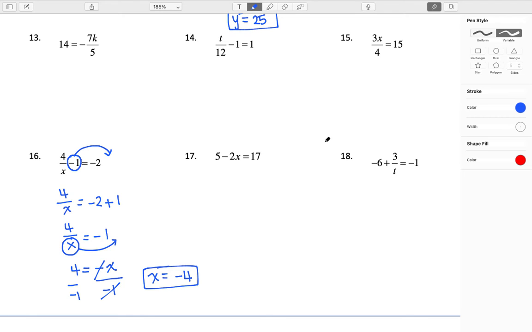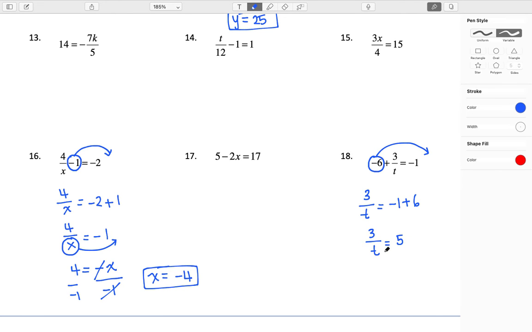Now, what about number 18? As you can see, I want the t term to be alone. So I'm going to move negative 6 to the other side. So on my left side, I have 3 over t, negative 1 plus 6. So 3 over t is equal to 5.